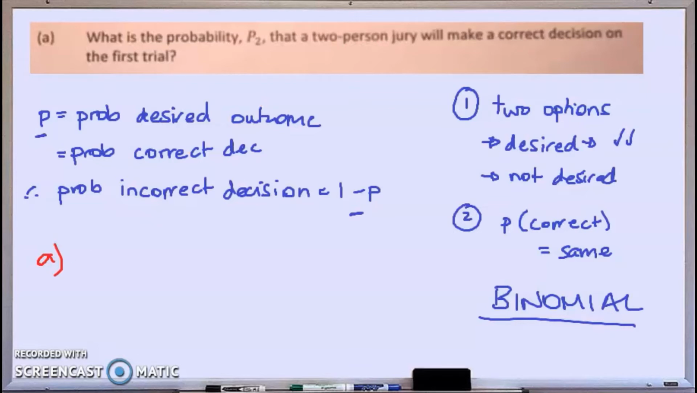So part A, these two jurors are working independently of each other. The probability the first one makes a correct decision is P, and the probability the second juror makes a correct decision is also P. So therefore, the probability that both jurors make the correct decision is P squared.